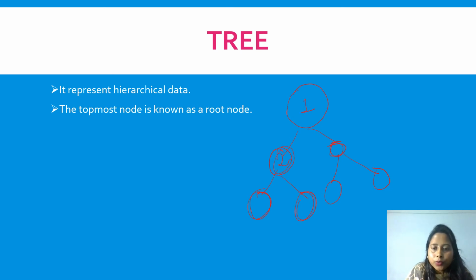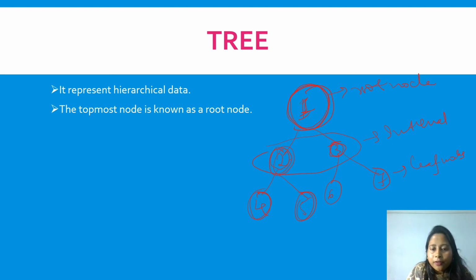So 1, 2, 3, 4, 5, 6, 7. Let me give them numbers so it will be better for us to understand. Now this 1 is the first element of a tree and this is called the root node. Next is 2 and 3. These are the internal nodes. An internal node must have at least one child. So these nodes have two children each. And 4, 5, 6, 7 are called leaf nodes. Leaf nodes means a node which does not have any further child.